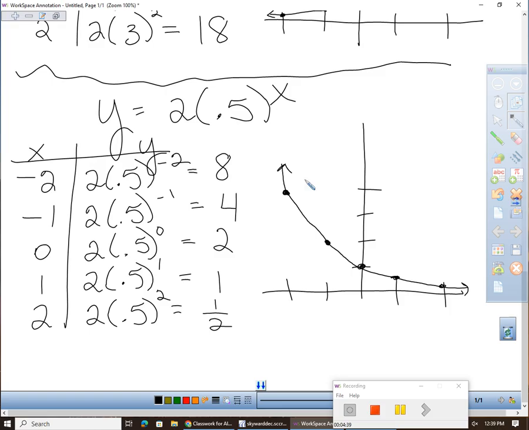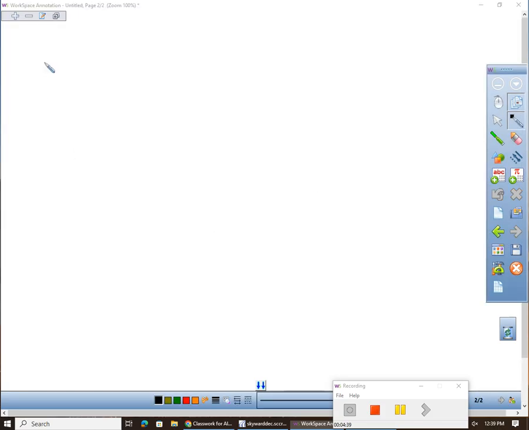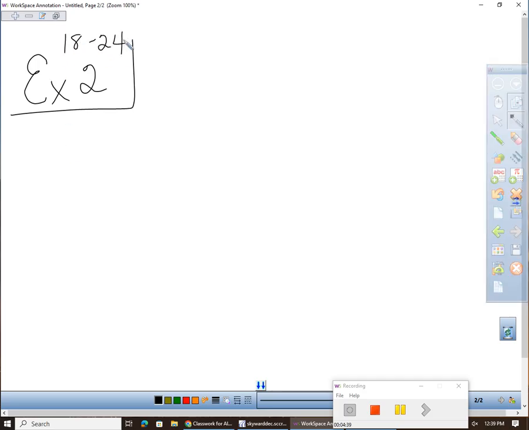So you really only have 4 of them that you have to graph today. Any questions on graphing? Oh, perfect. All right. Example number 2. For example number 2, we're going to cover 18 through 24. And without graphing. You like that idea, don't you?